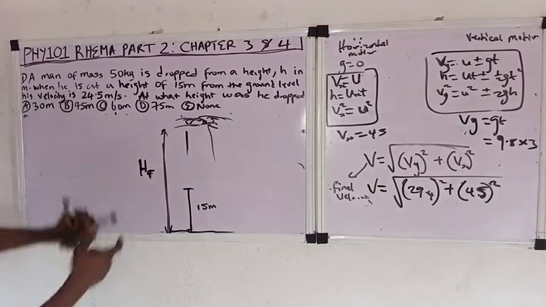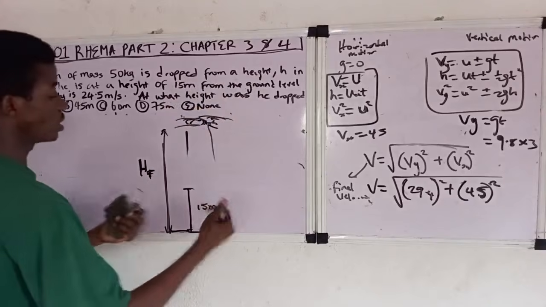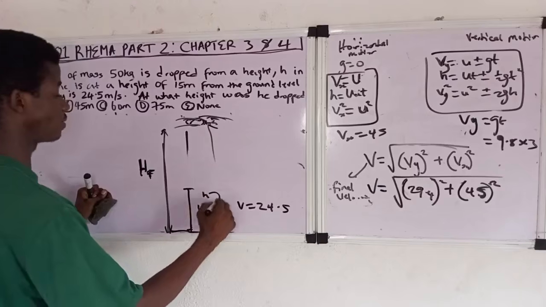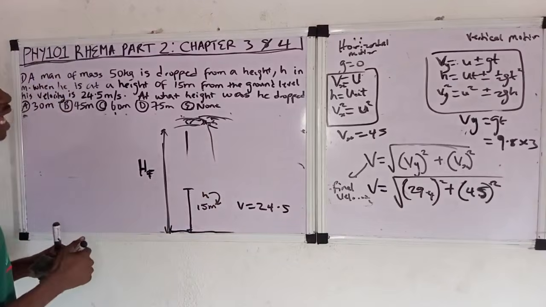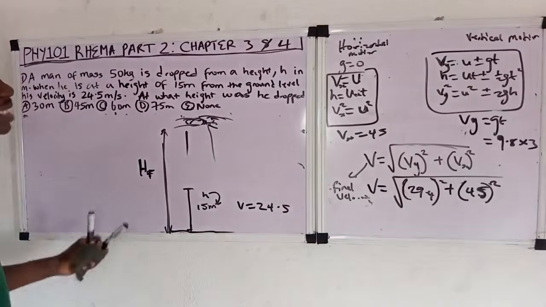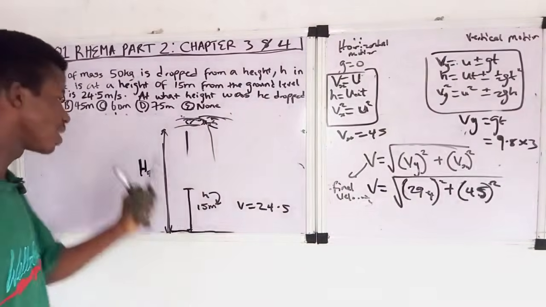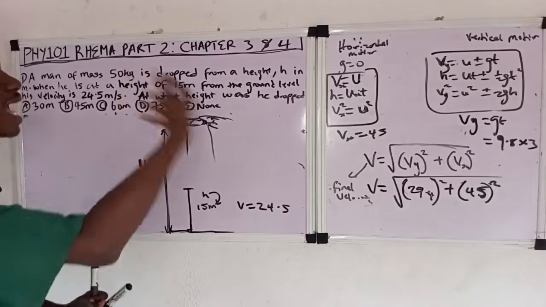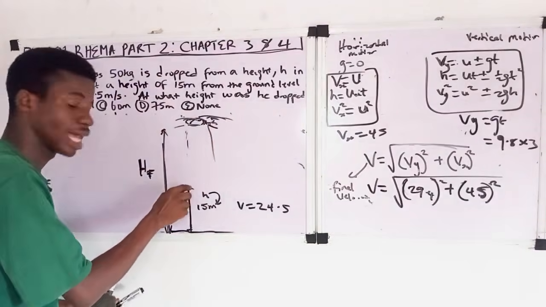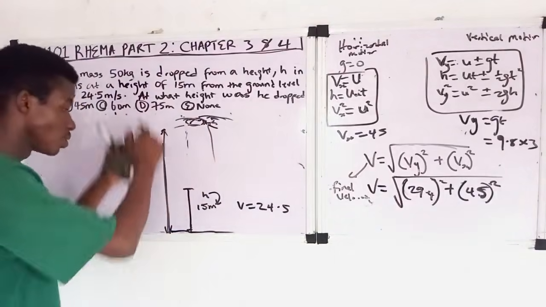His velocity at this level is 24.5, and his height is 50 meters. At what height was he dropped? So we are looking for the total height, exactly like the previous question. They're not telling us to look for the height before this height. They're telling us to look for the total height.